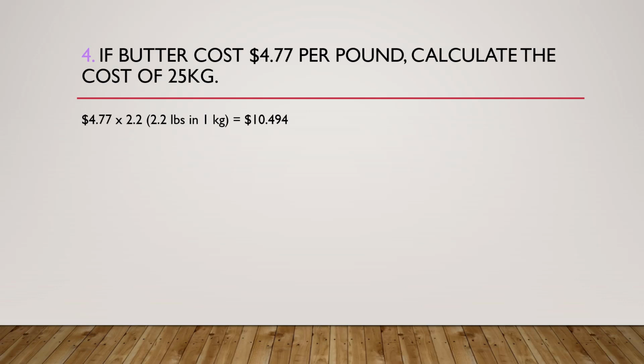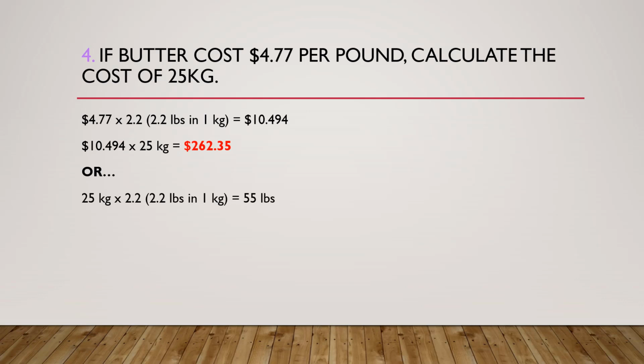So if I multiply the unit price by the amount of units it represents, in this case 2.2 pounds will represent a kilogram, I realize that the cost is $10.494 per kilogram. I then simply take the price per kilogram and multiply it by the 25 kilograms that I'm looking for, and you can see we get a cost of $262.35 for 25 kilograms.